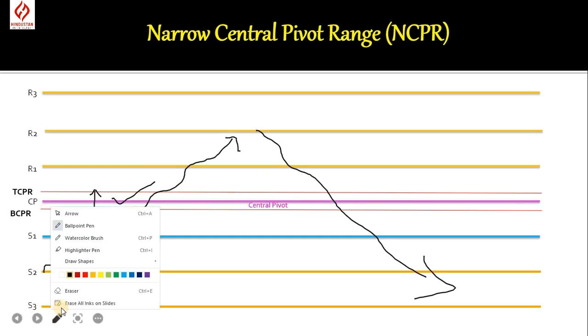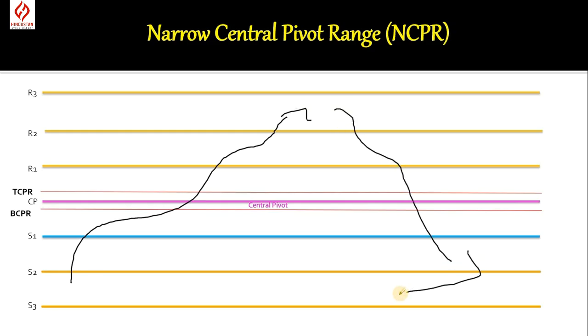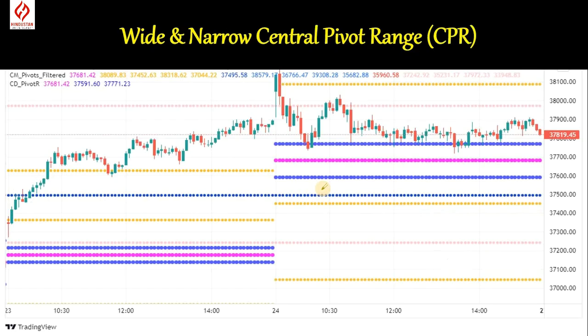And one more criteria that you need to consider when you see a narrow CPR on your chart: most of the time it is a trending day. It is not a range bound or sideways day. The market may not stay sideways. Most of the time when you see a narrow CPR on your chart, it is a trending day, you can see upward or downward movement, right? You can see more volatility when you see a narrow CPR on your chart.